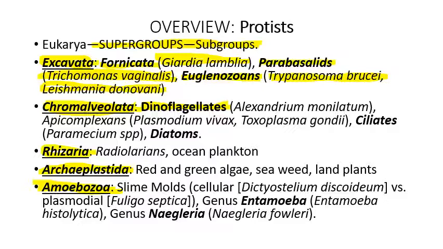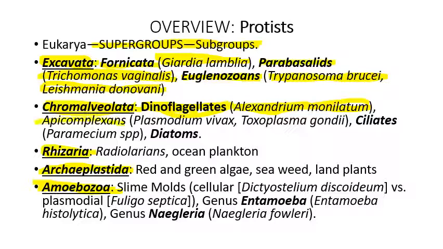And so the one example that we're going to learn about is called Alexandrium monolatum. Alexandrium monolatum is an example of a poisonous toxic dinoflagellate that causes red tide poisoning. And then we'll also learn a couple other members.